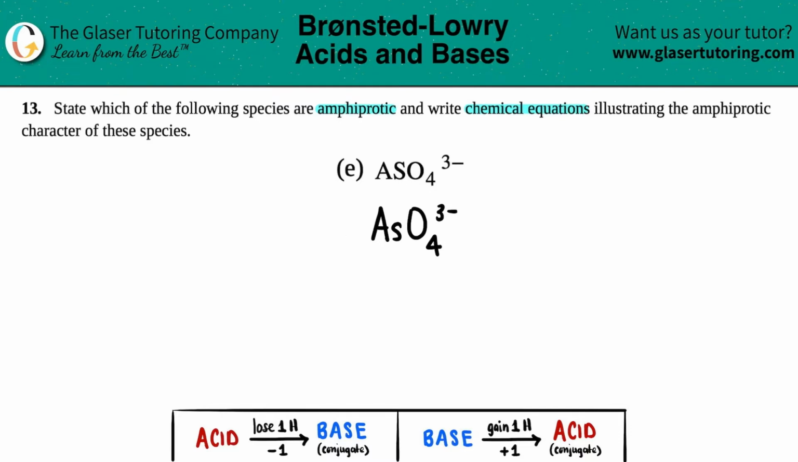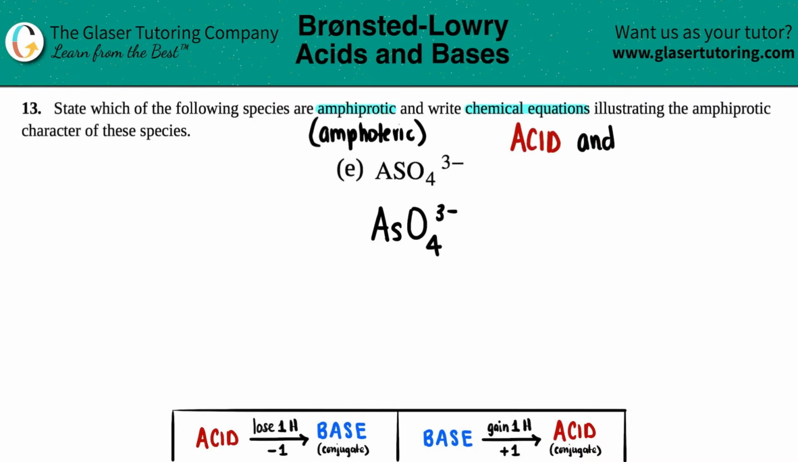But anyway, is this amphiprotic or is it amphoteric? Tomato, tomato. Some of your teachers or professors might use the word amphoteric. So I just wanted to let you know that amphoteric is the same as amphiprotic. Now, what does that mean? Well, if a species or an ion is classified as being amphoteric or amphiprotic, that just means that it has both acidic and basic properties.